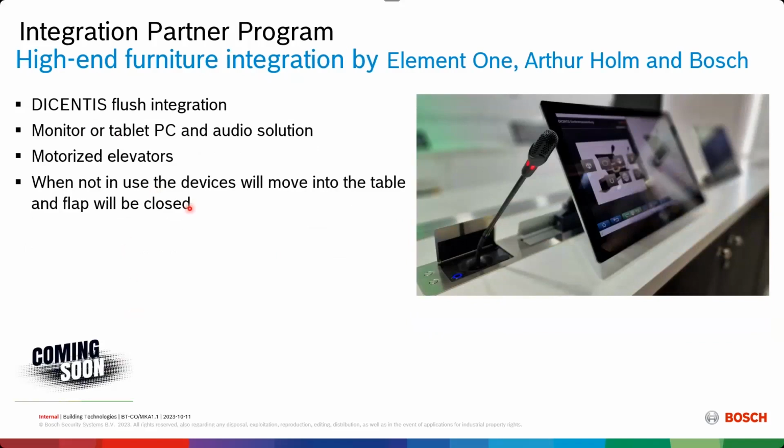We are also busy with, and that's why it's mentioned as coming soon, what we call high-end furniture integration by Element 1 and R2 Holm. For instance, here, this is the Dicentis flush microphone, which is added into an elevator. In this case, it's Element 1. They have their screens available on which you can install software, for instance, a meeting application, or maybe in the near future, also the multimedia app of Dicentis.